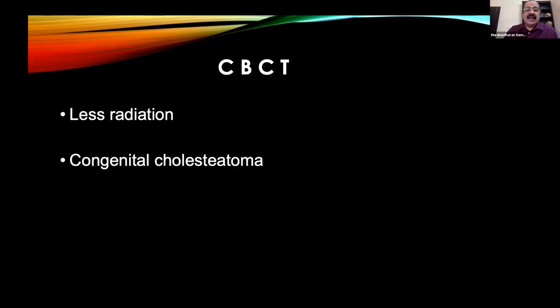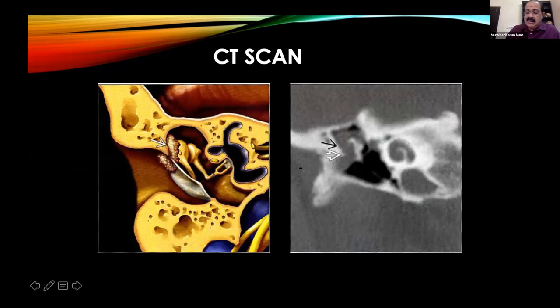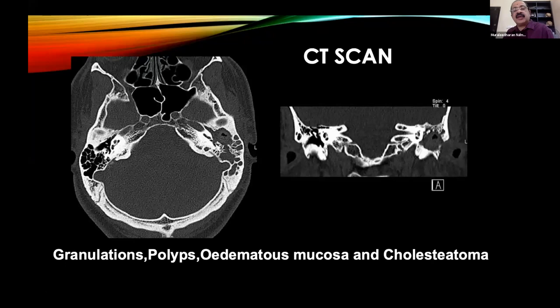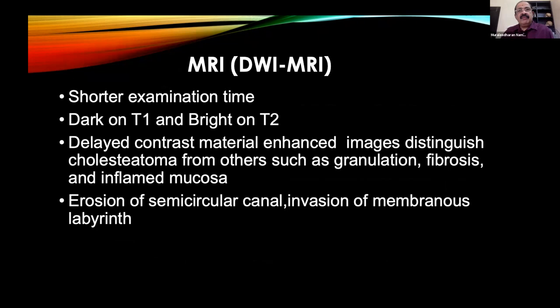And CT scan. Now you can see there will be erosion in the epitympanum, and as the cholesteatoma grows, this erosion can extend superiorly and may reach the middle cranial fossa. And one important problem with CT scan is that the granulations, the polyps, the edematous mucosa, and cholesteatoma all may appear the same. So you are not sure whether it is polyp, granulation tissue, or mucosa, etc. In such cases, what is useful is a diffusion weighted MRI, where you can even inject a contrast, wait for 30-35 minutes, and if you do scanning, you can see the granulation tissue, the fibrosis, the mucosa all take up the contrast, whereas the cholesteatoma does not take contrast.